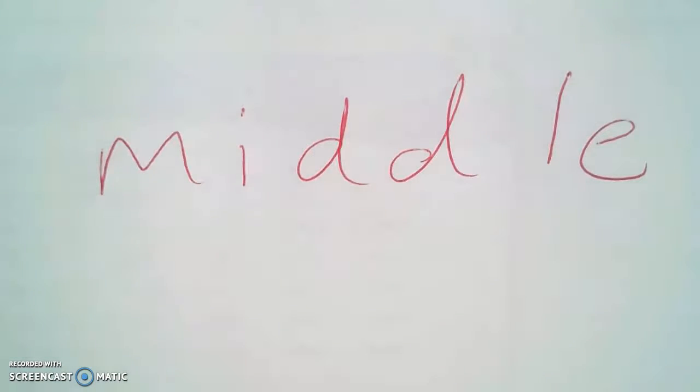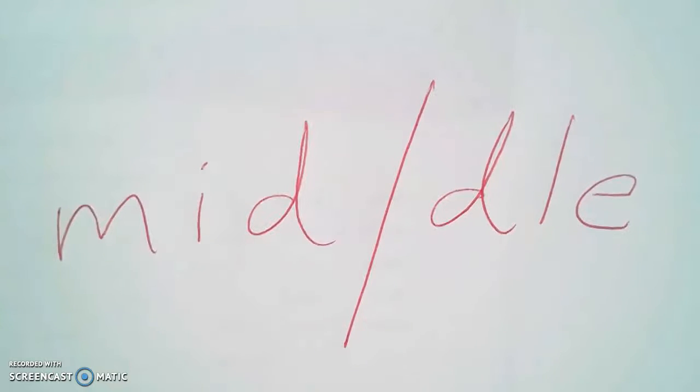Hello again, fourth graders. We're going to take a look at some decoding skills right now. In front of you, you see a word. You should know what that word is. That word is middle. So if we were to take this word middle and divide it into syllables, it would look like this. And do you know why we would divide it where it is?